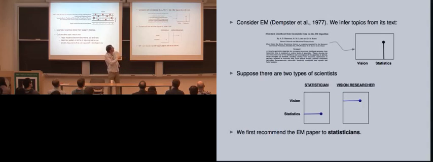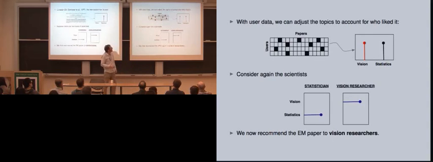Now imagine there's only 2 kinds of people in the world, statisticians and computer vision researchers. Statisticians are interested in statistics, vision researchers are interested in vision. What you're going to first do is recommend the EM paper to statisticians, right? Here's a paper, it's about statistics, I'm going to send it to my friends that are statisticians. Okay, but now fast forward, and we have all this data. Who's reading what?